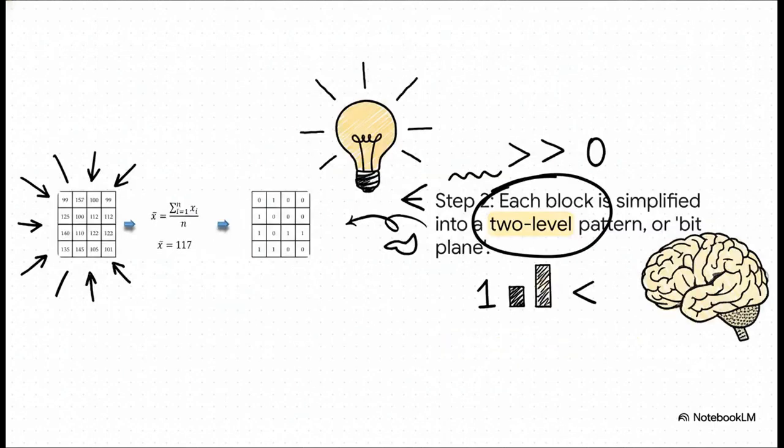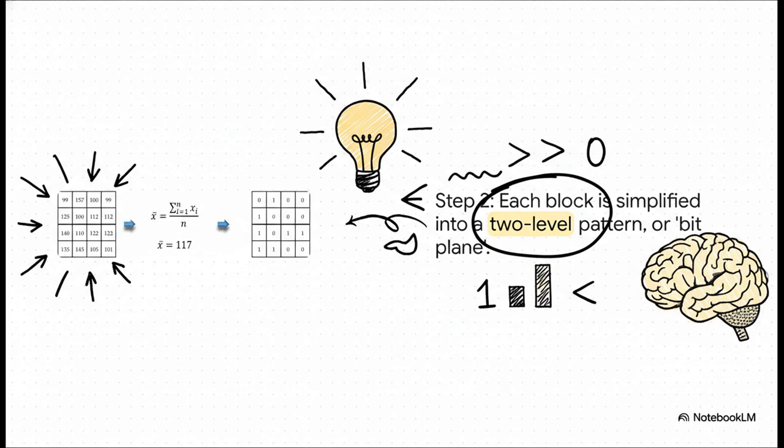Okay, now for each one of those little blocks, the algorithm does something really smart. It calculates the average brightness. Then, for every single pixel, it asks a super simple question. Are you brighter or are you darker than that average? If it's brighter, boom, it becomes a 1. If it's darker, it becomes a 0. And just like that, 16 complex pixel values are transformed into a simple 16-bit map.